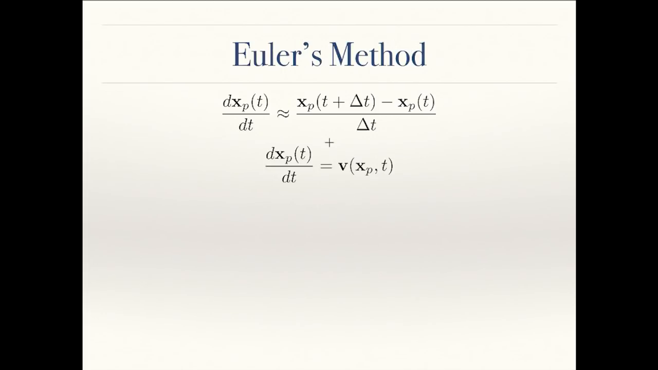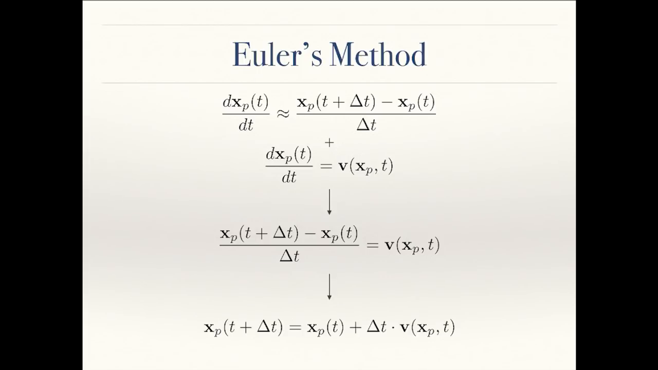We can take that approximation and replace the left-hand side of our differential equation and then rearrange terms a little bit, and we get an update rule for the position. So we have that xp at t plus delta t is just going to be xp from the previous time step plus our time step delta t times the velocity.